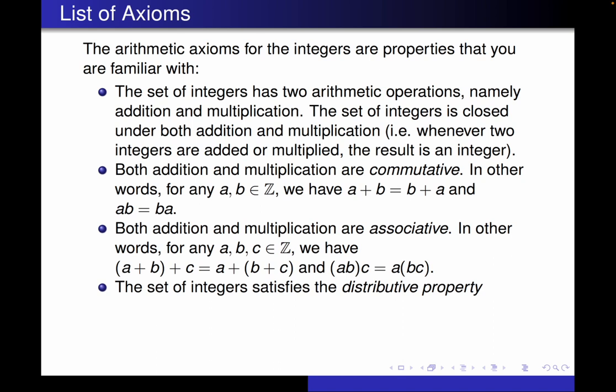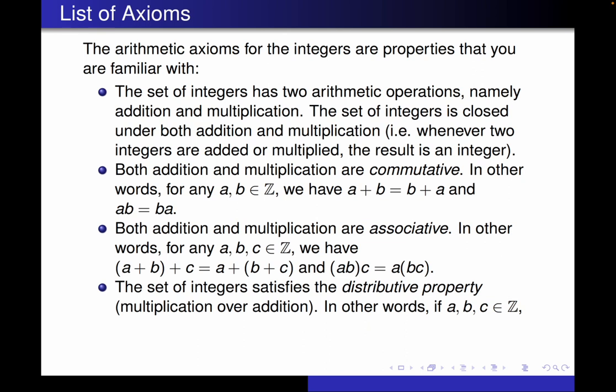The set of integers satisfies the distributive property. And in particular, the distributive property called multiplication over addition, where if you have three numbers, a, b, and c, a times the quantity b plus c is equal to ab plus ac.